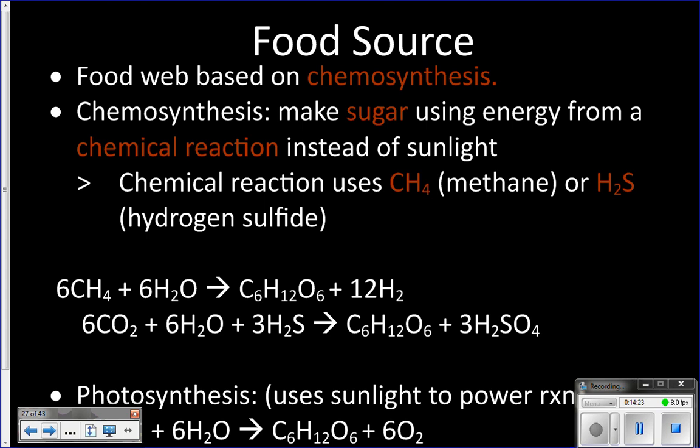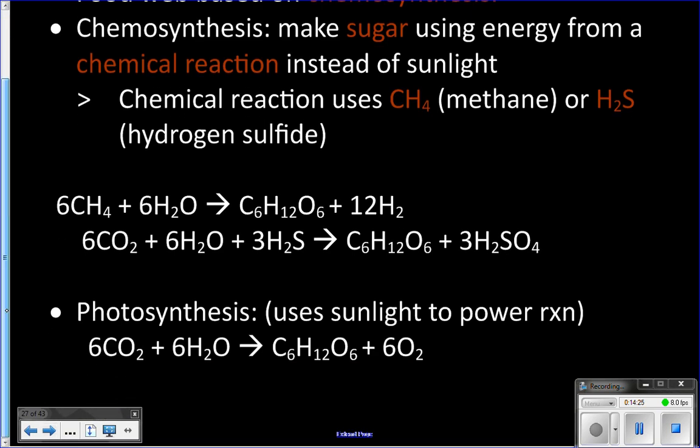So you can see the reactions here. You have methane plus water used to make glucose and then hydrogen gas. And then you've got carbon dioxide and water and hydrogen sulfide used to make glucose and sulfuric acid.